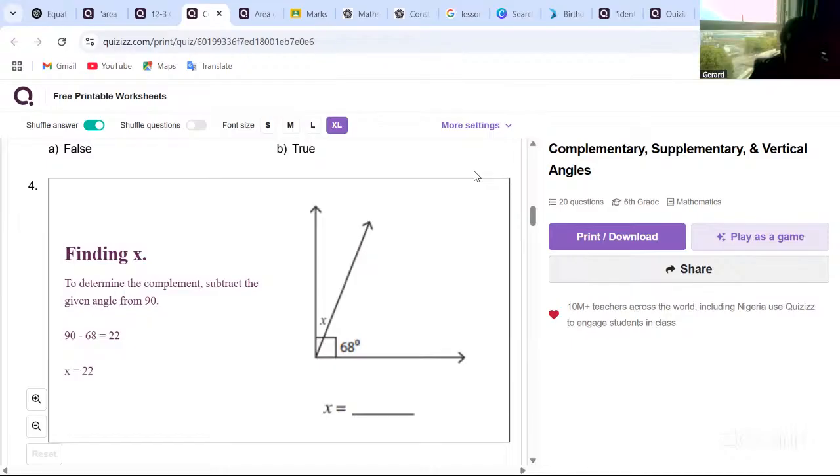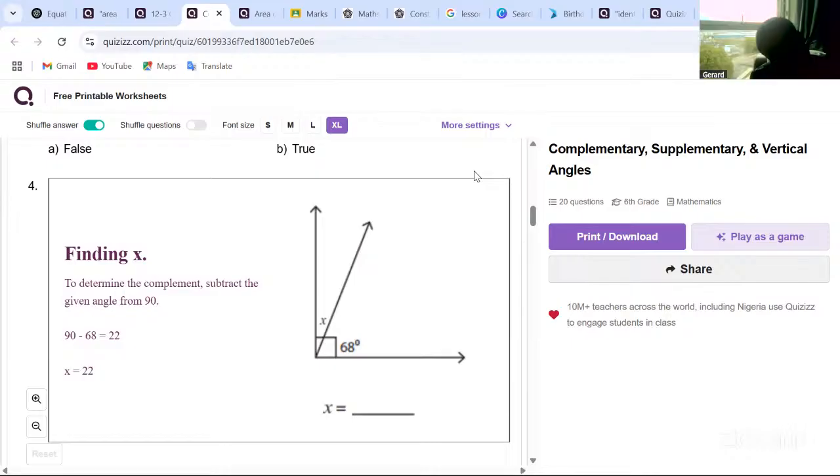Chimamanda, are you with me? Yes, sir. So 90 minus 68 will give us 22. That means the missing angle we have there is 22. So that means 68 and 22 are what? Complementary angles.